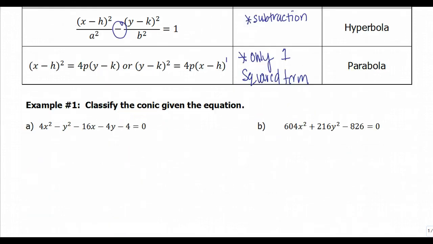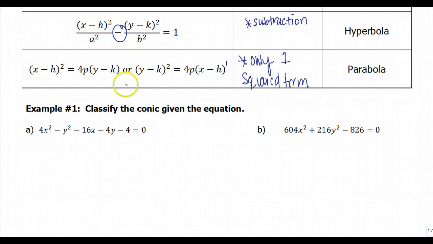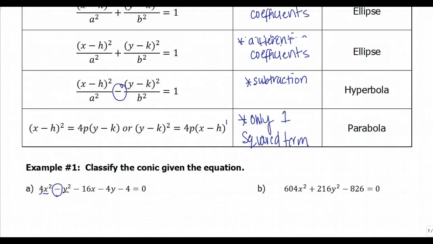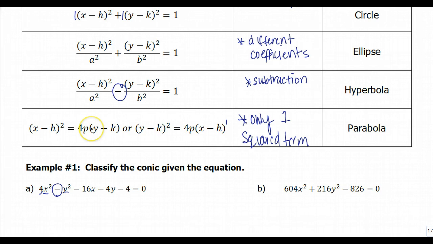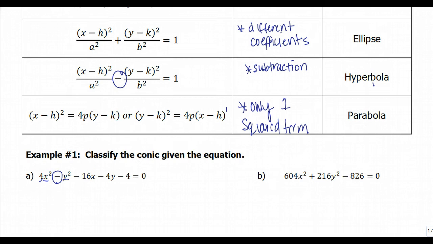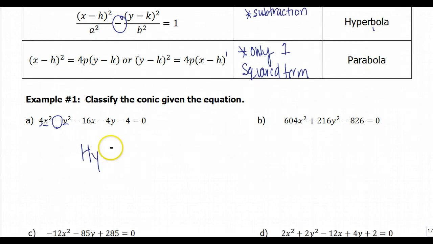So our equations up in our chart are in standard form, but our equations that were given are not necessarily in standard form, so I can't just match the equation. I have to look at the fact that I have here, I've got x and y squared, different coefficients with subtraction. So x and y squared mean it's basically everything but a parabola. Different coefficients means it could be either an ellipse or a hyperbola, but the subtraction only goes with the hyperbola. So anytime you see a subtraction sign there, you're going to automatically say that's a hyperbola.